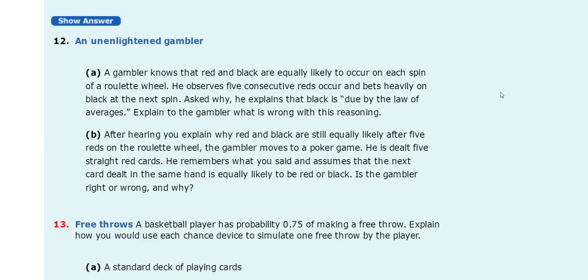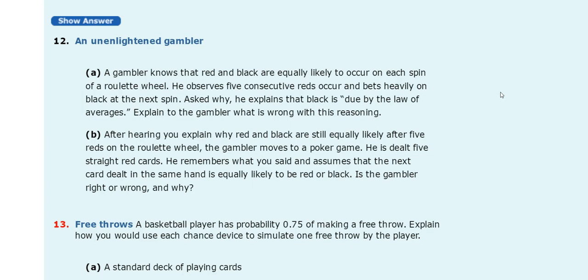So you convince the gambler, and after hearing you explain why red and black are still equally likely after 5 reds on the roulette wheel, the gambler moves to a poker game. He is dealt 5 straight red cards. He remembers what you said and assumes the next card dealt in the same hand is equally likely to be red or black. Is the gambler right or wrong, and why?